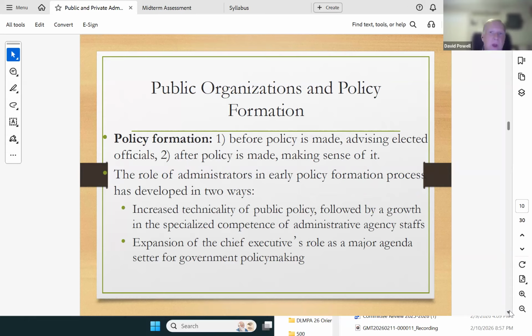But we in public organizations also have a role to play in policy formation as well. Before policies are made, as we mentioned before, we have the role of advising policymakers and sharing with them our expertise in terms of that policy. So before the policy is made, we do advice for our elected officials. After the policy has been made, we then have the job of making sense of that policy. We have a rule-making process, and there's an Administrative Procedures Act that dates back to the 1940s that places limitations and rules and regulations on us in terms of how we write these rules to govern the implementation of policies.